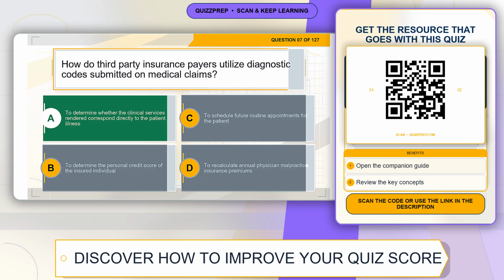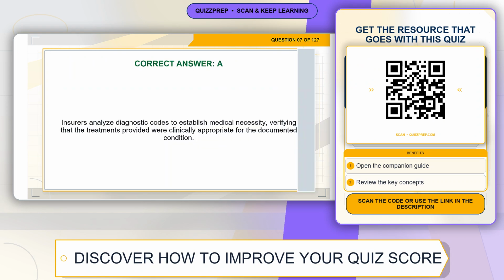The correct answer is option A. To determine whether the clinical services rendered correspond directly to the patient illness. Explanation. Insurers analyze diagnostic codes to establish medical necessity, verifying that the treatments provided were clinically appropriate for the documented condition.